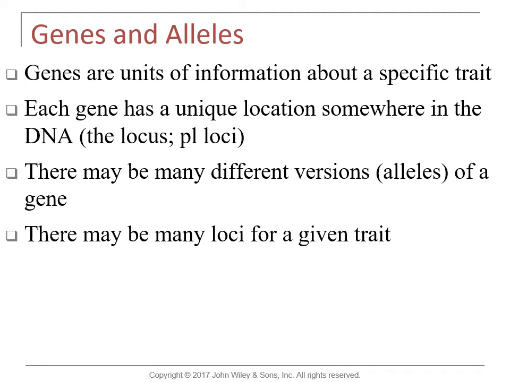Genes are units of information about a specific trait, and each gene has a unique location somewhere in the DNA. We call it the locus. There may be many different versions, or alleles, of a gene, and there may be many loci for a given trait. For example, if this is your chromosome, this is a locus, this is a locus, this is a locus, and on each locus there will be a gene. And with the homologous chromosome here, you will have the same gene with different versions of the allele.